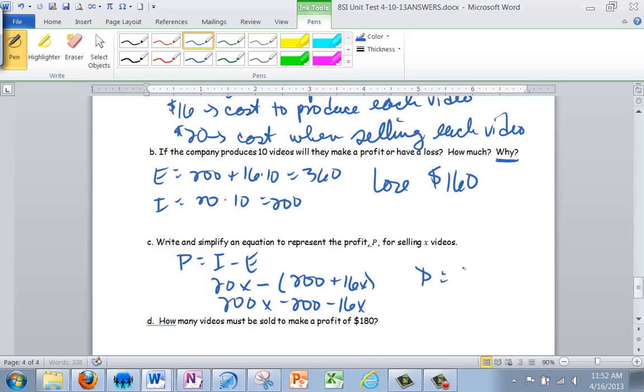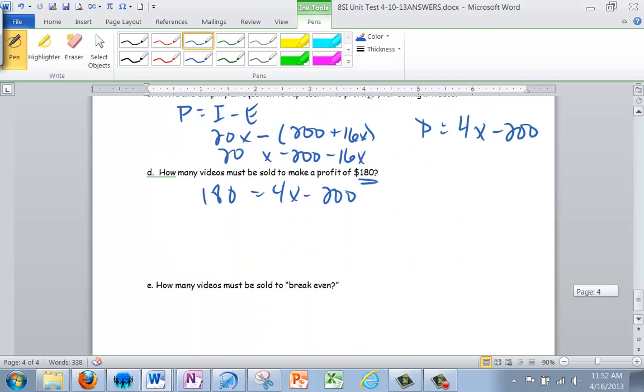So when you simplify, it looks like this. So P then would be, that's not a 200. How did I get a 200 out of that? I'm terribly sorry. That's strange. There we go. Is that a 20? Yeah, okay, good. So 20x minus 16x is 4x minus 200. Profit of 180, so 180 would equal 4x minus 200. When you solve that, and of course you'll show your work, you should get, I think it is 95 videos. Let me check and see. Yes, 95 videos. And of course you will answer in a complete sentence.